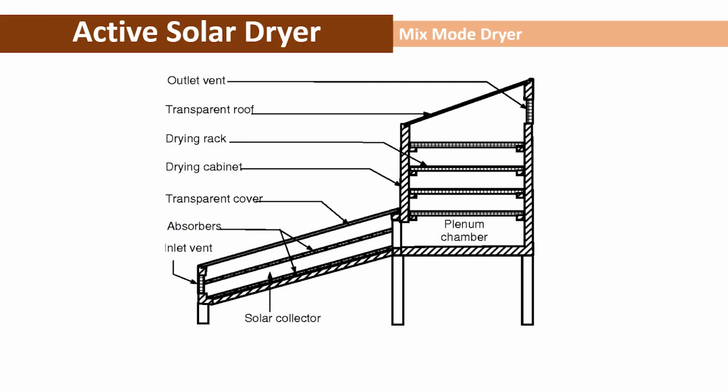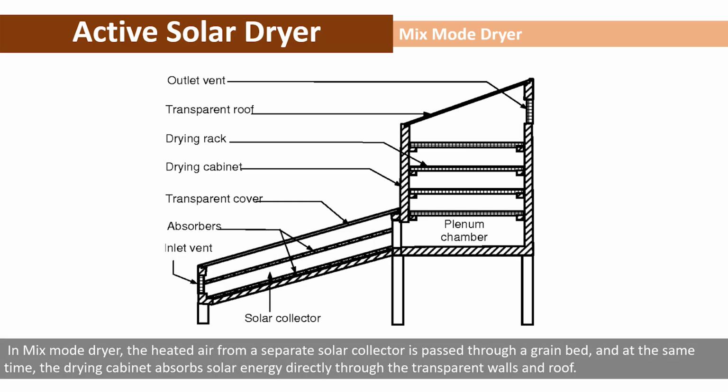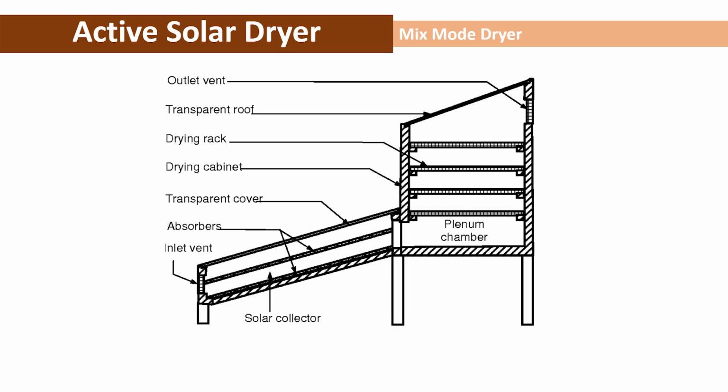And the very important active solar dryer is the mixed mode dryer. In these dryers, the heated air from a separate solar collector is passed through the grain bed, and at the same time the drying cabinet also absorbs the solar energy directly through the transparent wall or the roof. Here we can see this design.